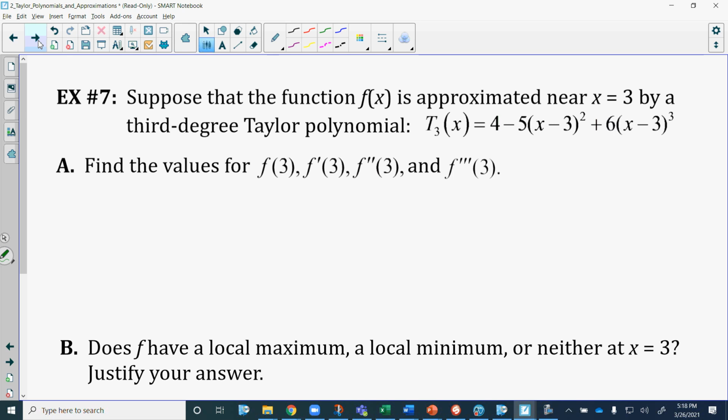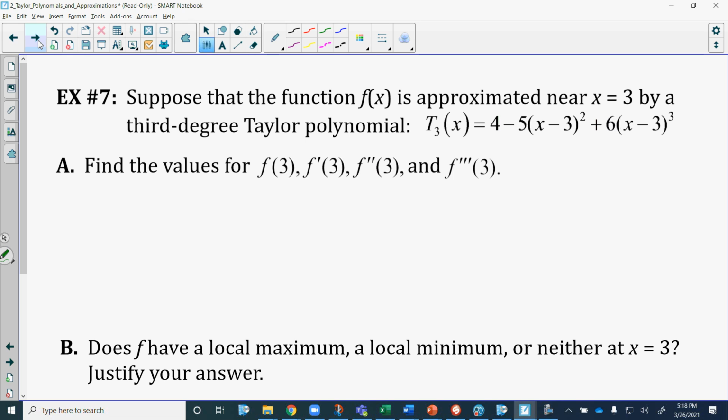By a third-degree Taylor polynomial, and they're giving us the third-degree Taylor polynomial. Huzzah! We don't have to figure it out. Okay, so find the values of f of 3, f prime of 3, f double prime of 3, and f triple prime of 3. All right, we can do this.